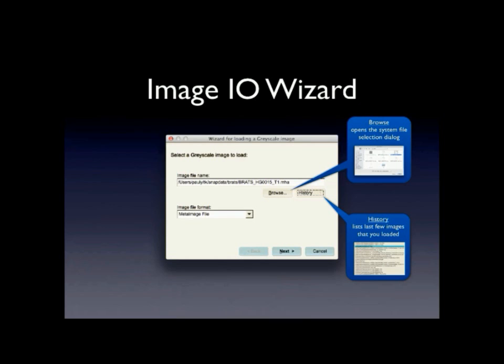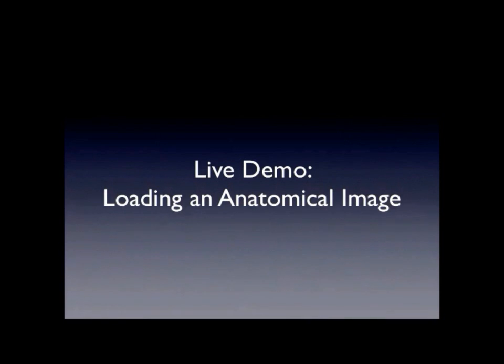And once we select an image, ITK-SNAP is going to make its best guess at what the file format is. And it's almost always right, but sometimes with some formats you have to tell it. In particular with DICOM, because DICOM file names don't have an extension a lot of times. When you point to a DICOM image, you might have to tell it DICOM. So be aware of that little drop down. So let's go ahead and do a little demo.